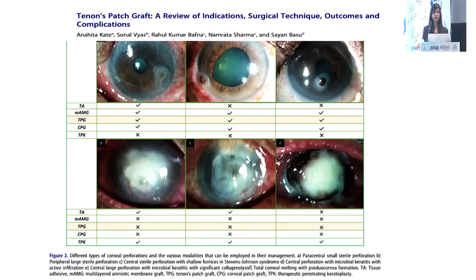So this is a paper by Dr. Sayan Basu, where he has published. I think it's a very good indicator as to how you decide about Tenon's. Most of the time, if it's a smaller perforation, non-infective, you can see that the glue BCL and Tenon's both seem to work well, whereas if it's complete sloughing, active microbial infection, then there's no role for your Tenon's.